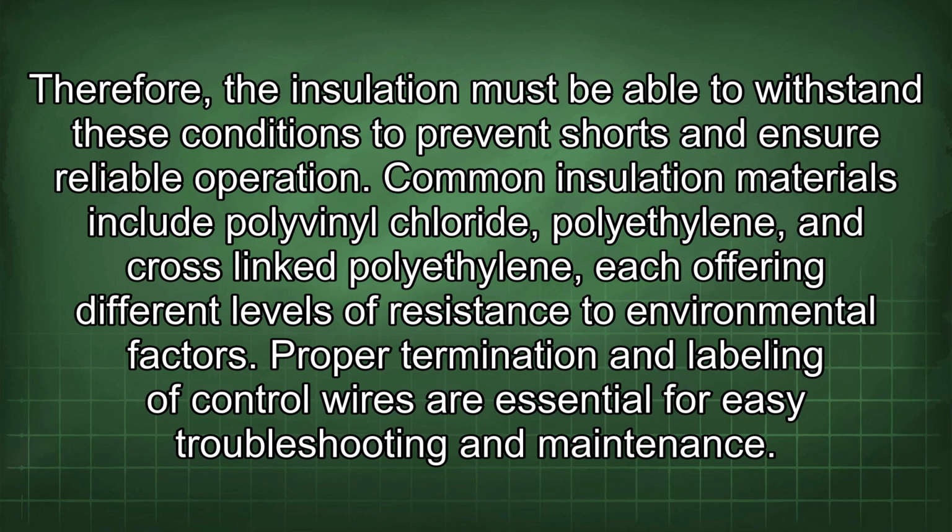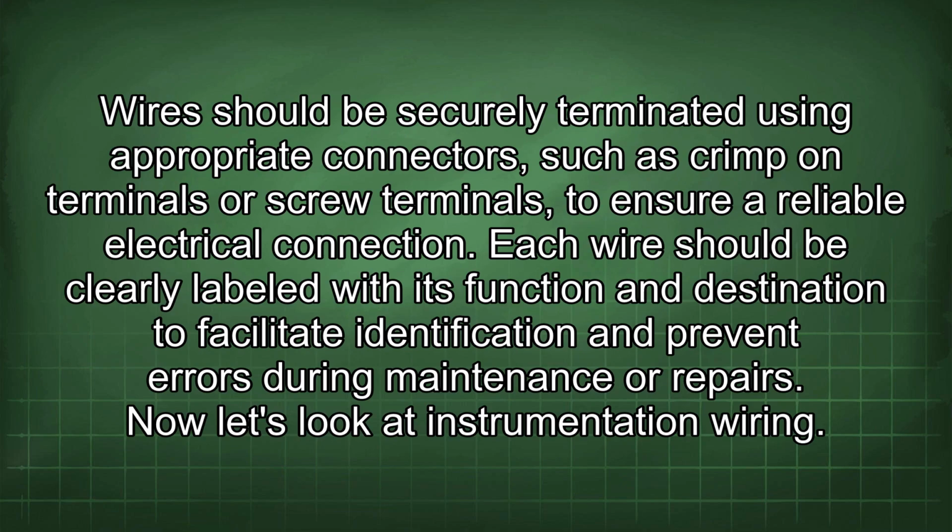Proper termination and labeling of control wires are essential for easy troubleshooting and maintenance. Wires should be securely terminated using appropriate connectors such as crimp-on terminals or screw terminals to ensure a reliable electrical connection. Each wire should be clearly labeled with its function and destination to facilitate identification and prevent errors during maintenance or repairs. Now let's look at instrumentation wiring.